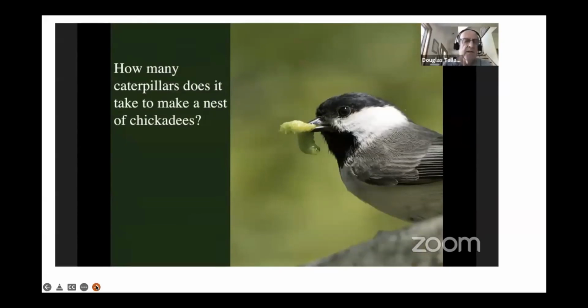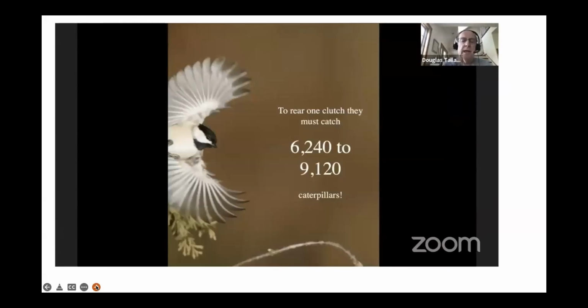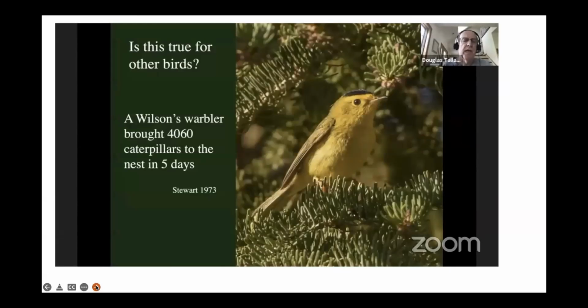How many caterpillars do we need? How many does it take to make a clutch of chickadees, for example? And keep in mind, chickadees are a tiny bird, about 1/3 of an ounce. Well, to make a Carolina chickadee, it's 6,000 to 9,000 caterpillars, just to the point where they leave the nest, and then they continue to eat caterpillars afterwards.